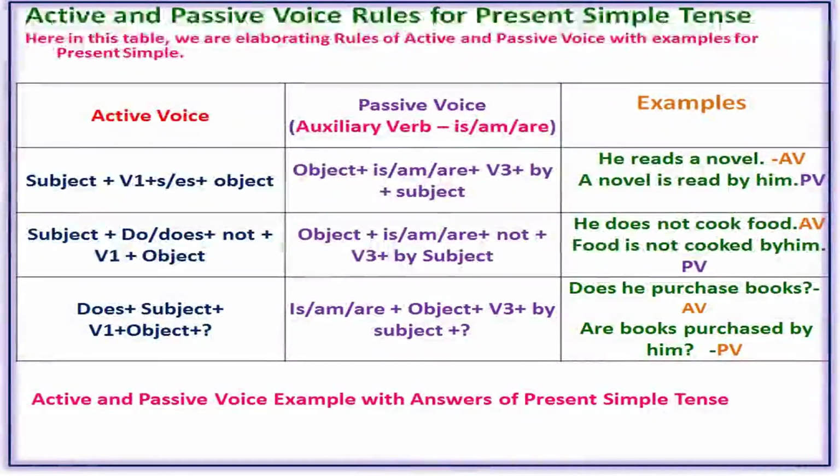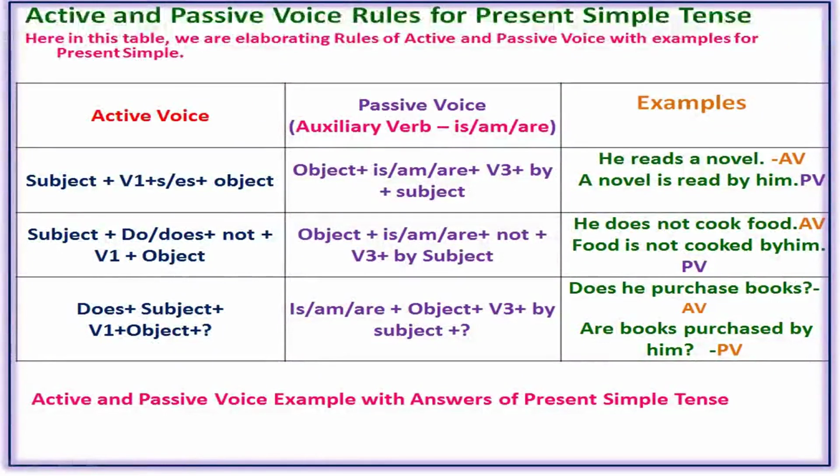Active and passive voice rules for present simple tense. Here we listed some active and passive voice sentences with the help of changing formulas. See, active voice: subject plus V1 plus s or es, then object. In passive also: object plus be forms is, am, are, plus V3, plus by, plus subject. So the preposition by is compulsory while changing to the passive. Then the object will become the subject and the subject will become the object.